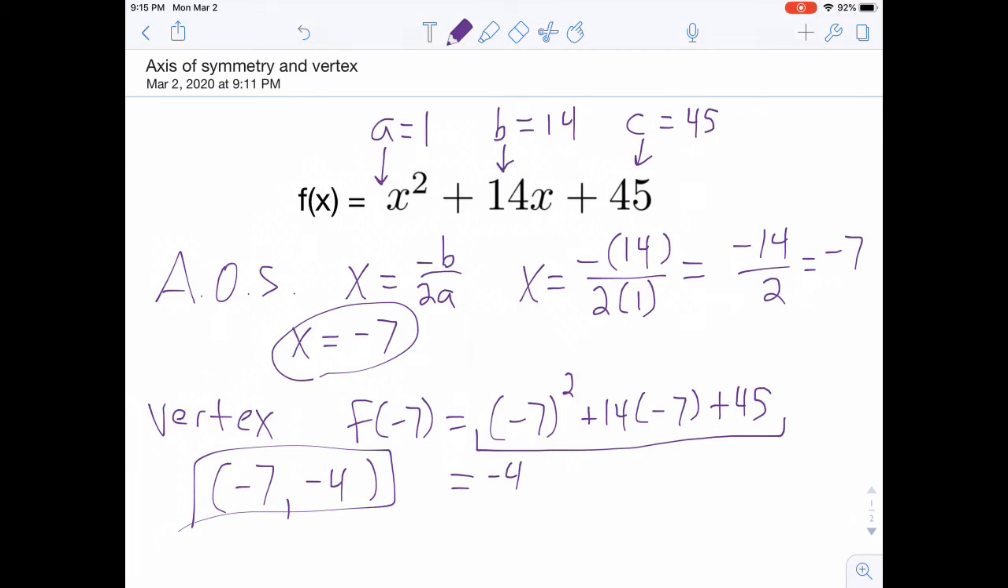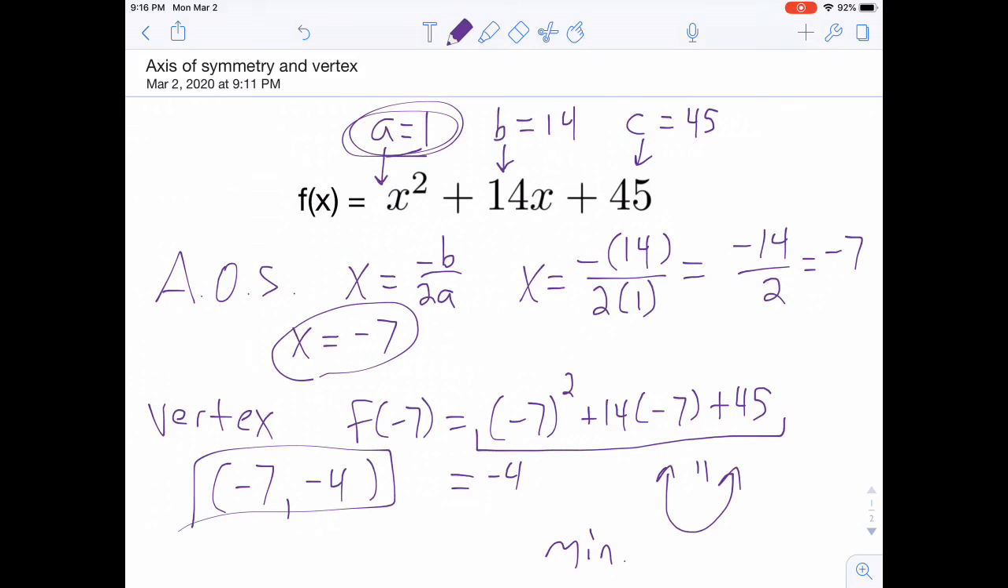Now a couple other things I could look at here. If I were to graph this, I could see whether it opens up or down. If my a value is positive, this opens up. So a little sketch of this would look like this, which means my vertex is a minimum point. Again, if a is positive, it opens up, think smiley face. If a is negative, it would open down, think sad face, in which case, if it opens down, your vertex is a maximum.